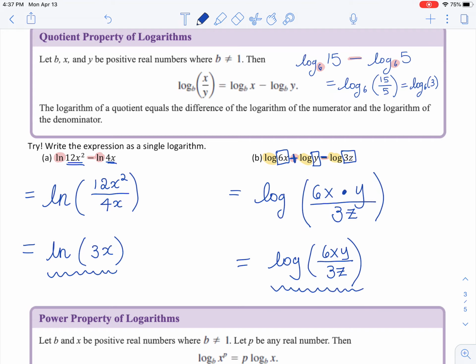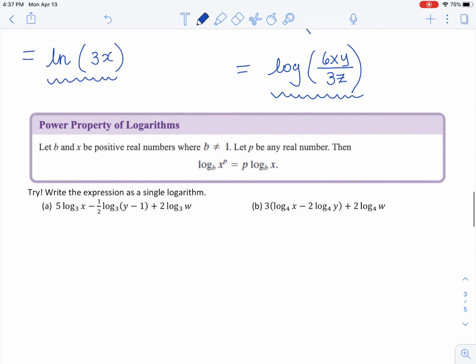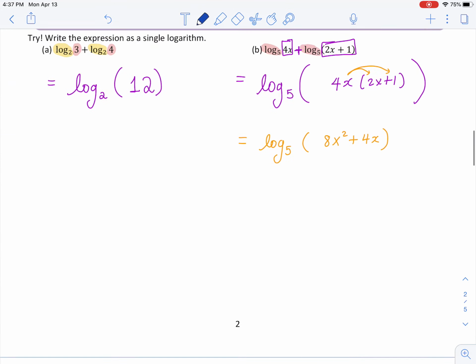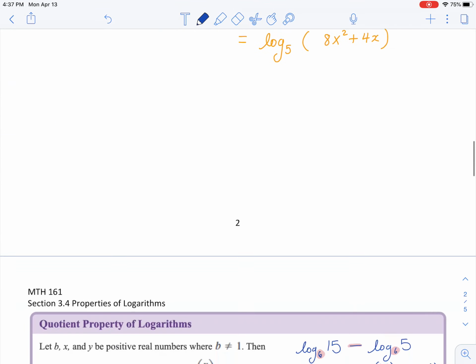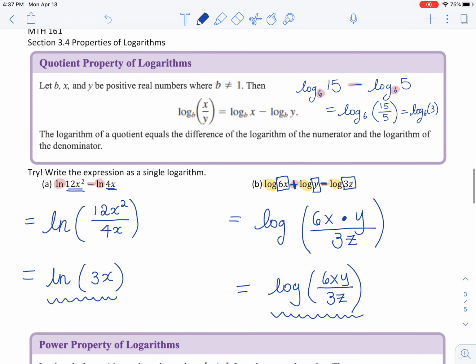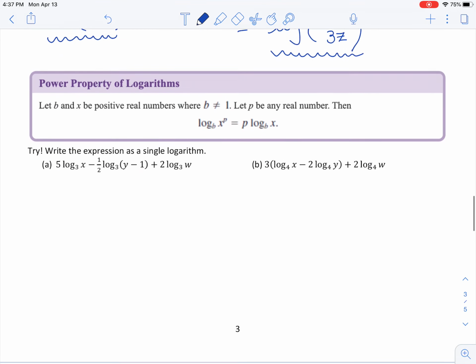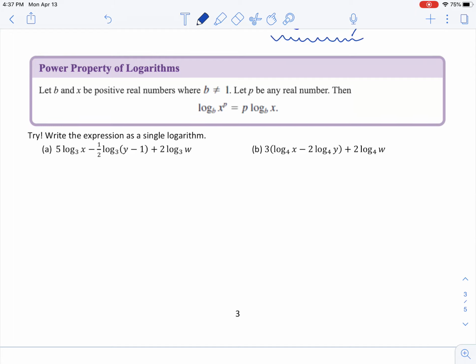But we'll see more and more of these together because I'm going to start giving you some of the more complicated looking examples down here. Now, you just looked at the product property and the quotient property. The third basic property is called power property, and this is pretty fun. Say that you have something like log base 3 of 5 squared. What you can do to the square is you can bring it down in front of it and say that's equivalent to 2 times log base 3 of 5.